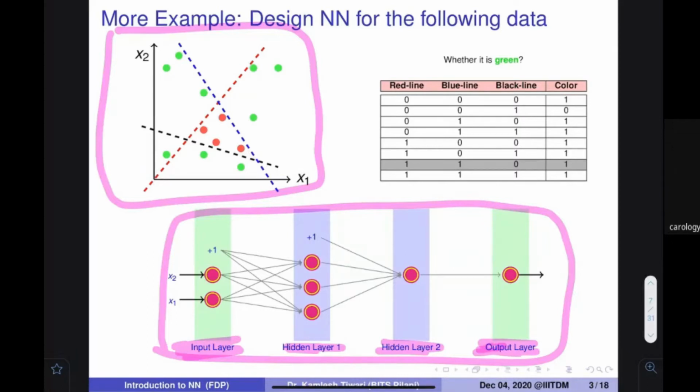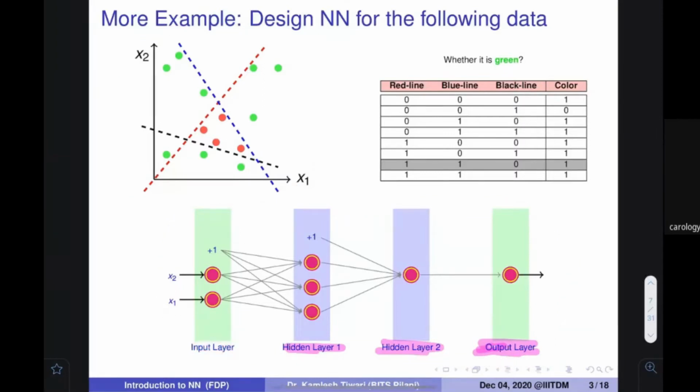The point, once again, is that the data we have seen was not linearly separable, but even then, using this neural network, we can find an architecture that can perfectly classify those things. Okay. How the AND gate works is the confusion.